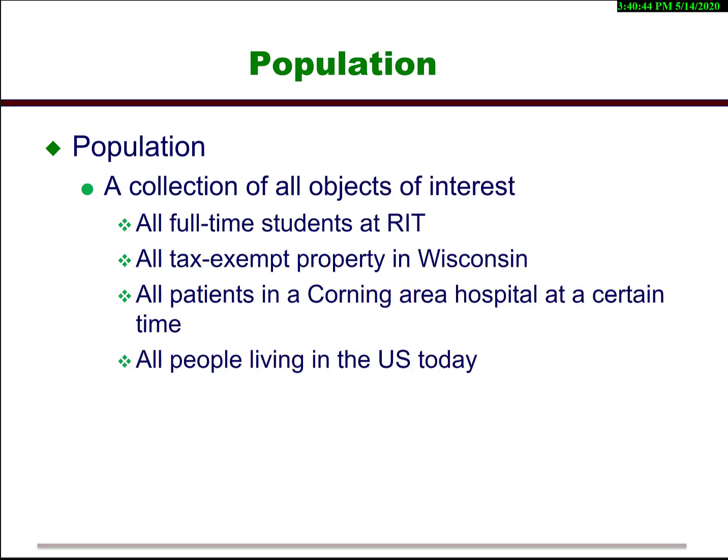A population is considered the collection of all objects of interest. Some examples of populations of interest are given in the slide. Populations are usually considered static. Usually we are unable to assess the entire population because it is unavailable in its entirety, or it is too expensive to get the required information from the entire population.